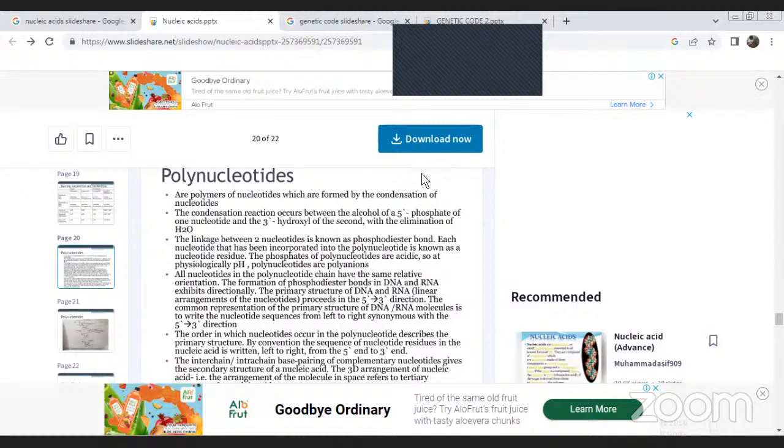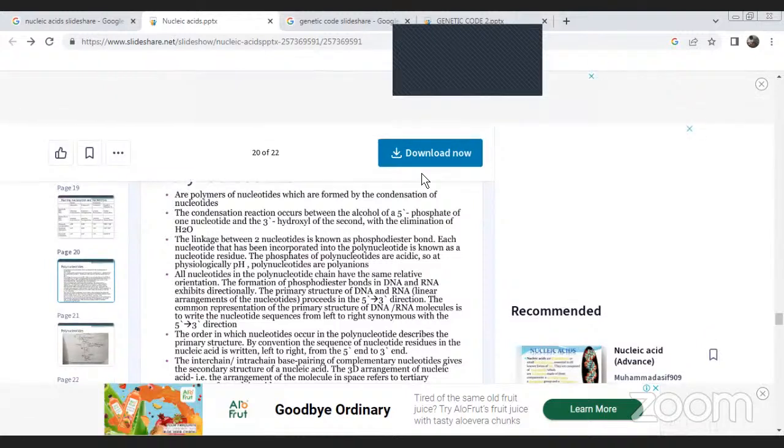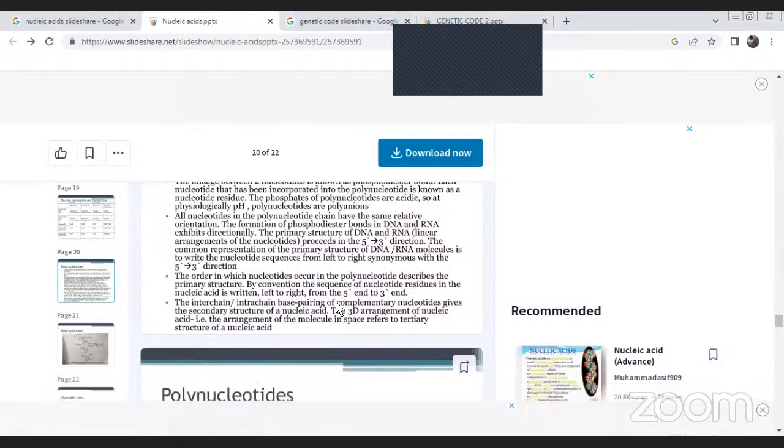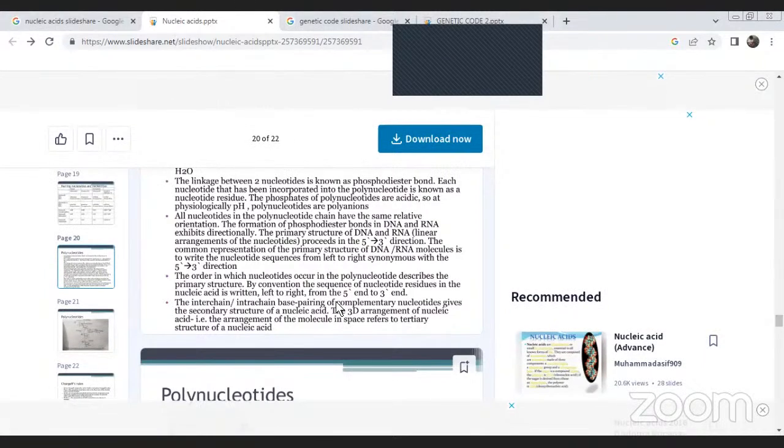The primary structure of DNA and RNA proceeds linearly in the 5' to 3' direction. The nucleotide sequence from left to right is the 5' to 3' direction. The order of the nucleotides in the polynucleotide describes the primary structure, by convention written as the sequence of nucleotide residues from the 5' end to the 3' end. Interchain base pairing of complementary nucleotides gives the secondary structure of the nucleic acid. Then the three-dimensional arrangements.